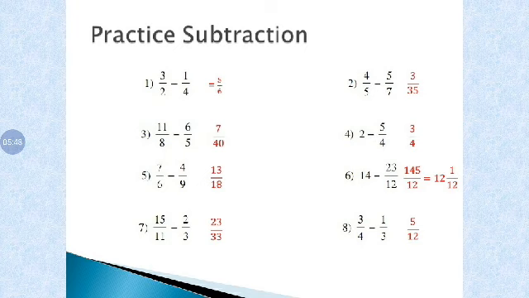Next one, 11 by 8 minus 6 by 5. So the denominators are different. We take the LCM of 8 comma 5, which is 40. So we get the answer 7 by 40.